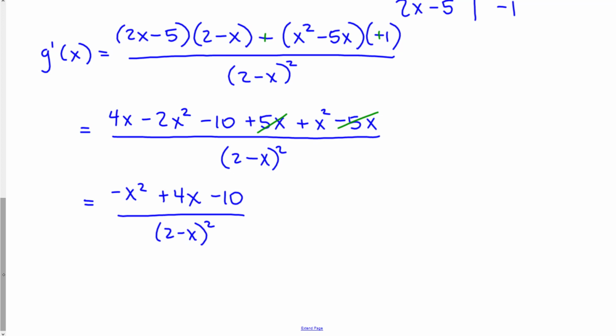Sometimes instructors have the requirement that a leading term coefficient shouldn't be negative. That's easy enough to fix. You just factor out a negative from the numerator and make it x squared minus 4x plus 10 all over 2 minus x quantity squared. So again, it's kind of arguable as to which of those forms is the simplest. Just ask your instructor what their expectations are for your course.